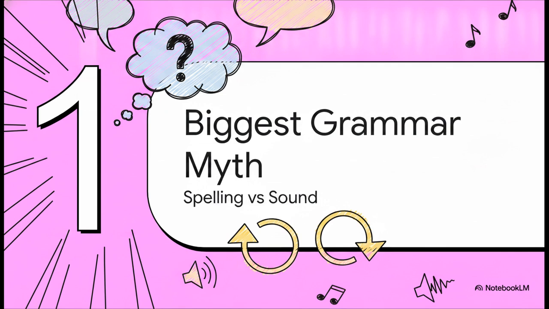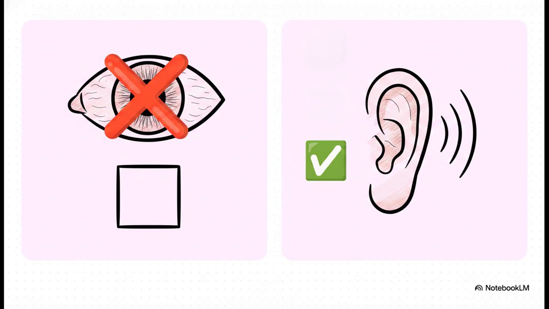The biggest grammar myth, spelling versus sound. So that fake rule, the one we all dutifully memorized as kids, says if a word starts with the letters A, E, I, O, or U, use an. Well, if you've been relying on this, you've actually been falling into a massive trap. The real rule is that articles do not depend on the letter you see at all. They depend entirely on the sound you hear. We use an before singular, countable nouns that begin with a vowel sound. English might only have 26 letters, but it's the phonetic sounds they make that actually dictate the grammar here.